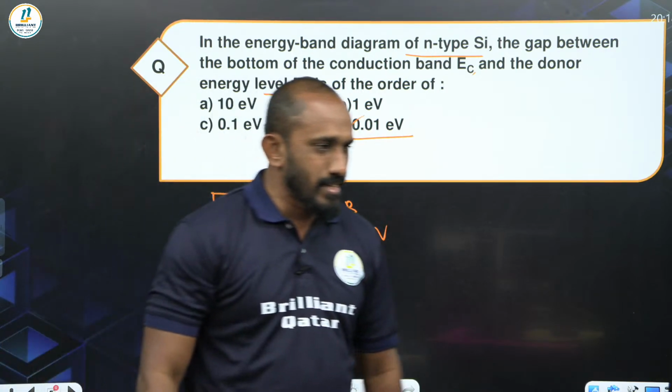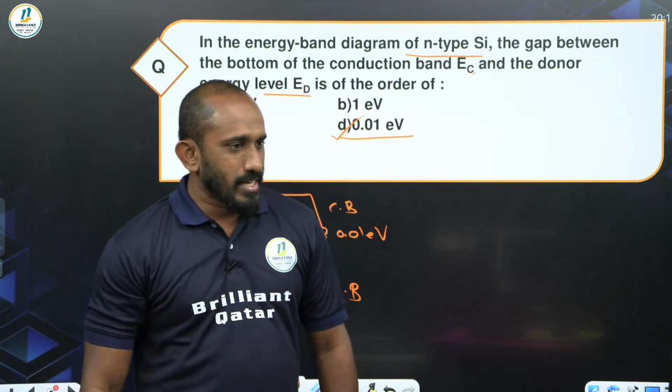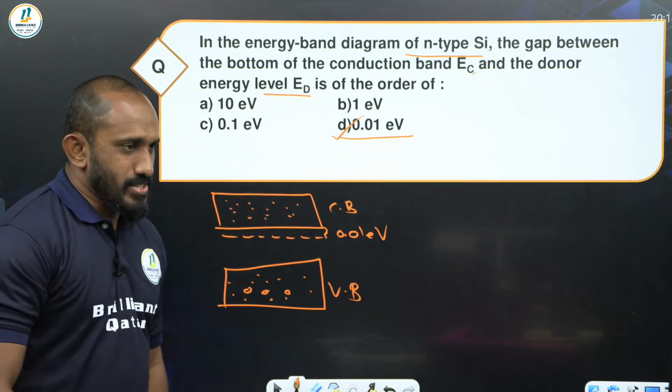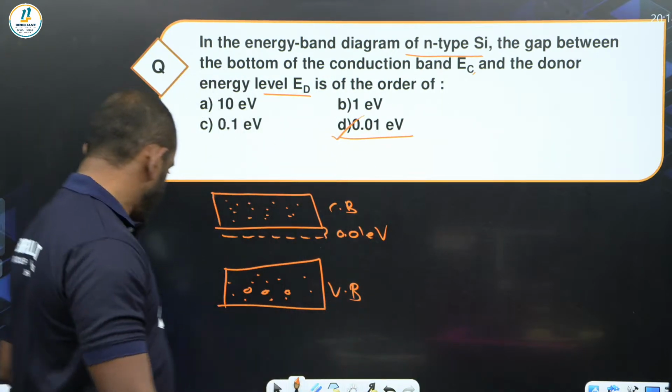Yeah, perfect answers are there. Yeah, Sanjay is there. Hisham is there. Great. Option D is the correct answer. 0.01 electron volt. Very good. Let's go for the next question.